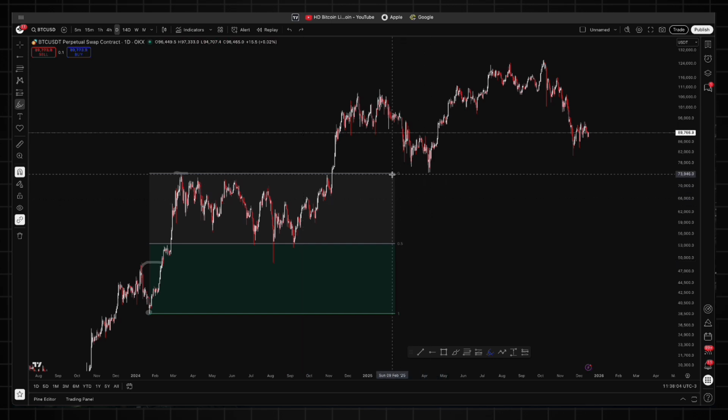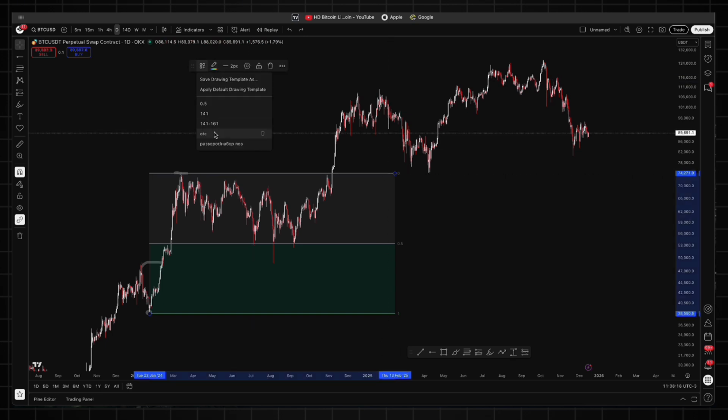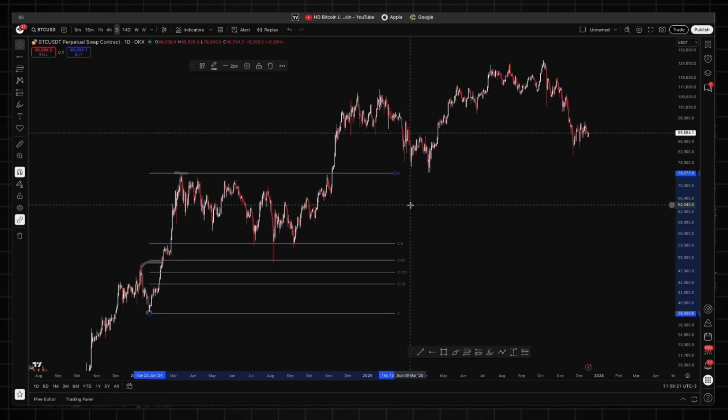So, let's return to how to identify the ideal entry point to enter a position once we have identified our range. I will also show you another Fibonacci grid, which is called OTE.